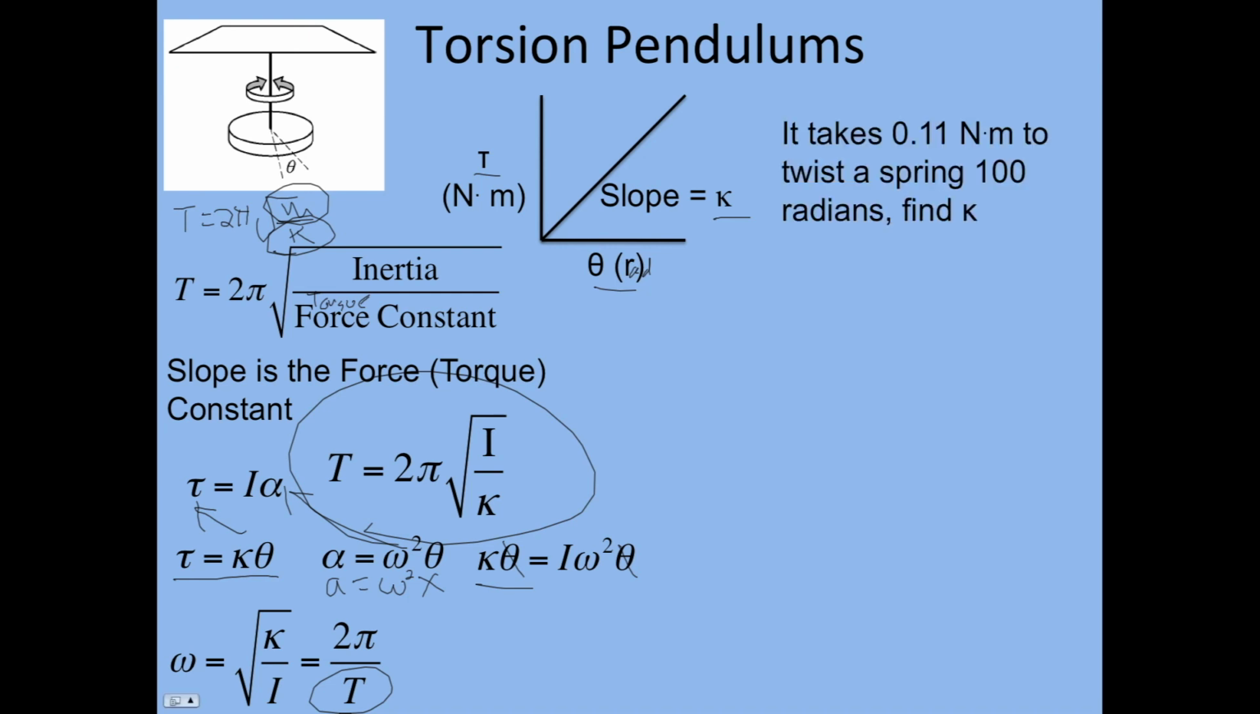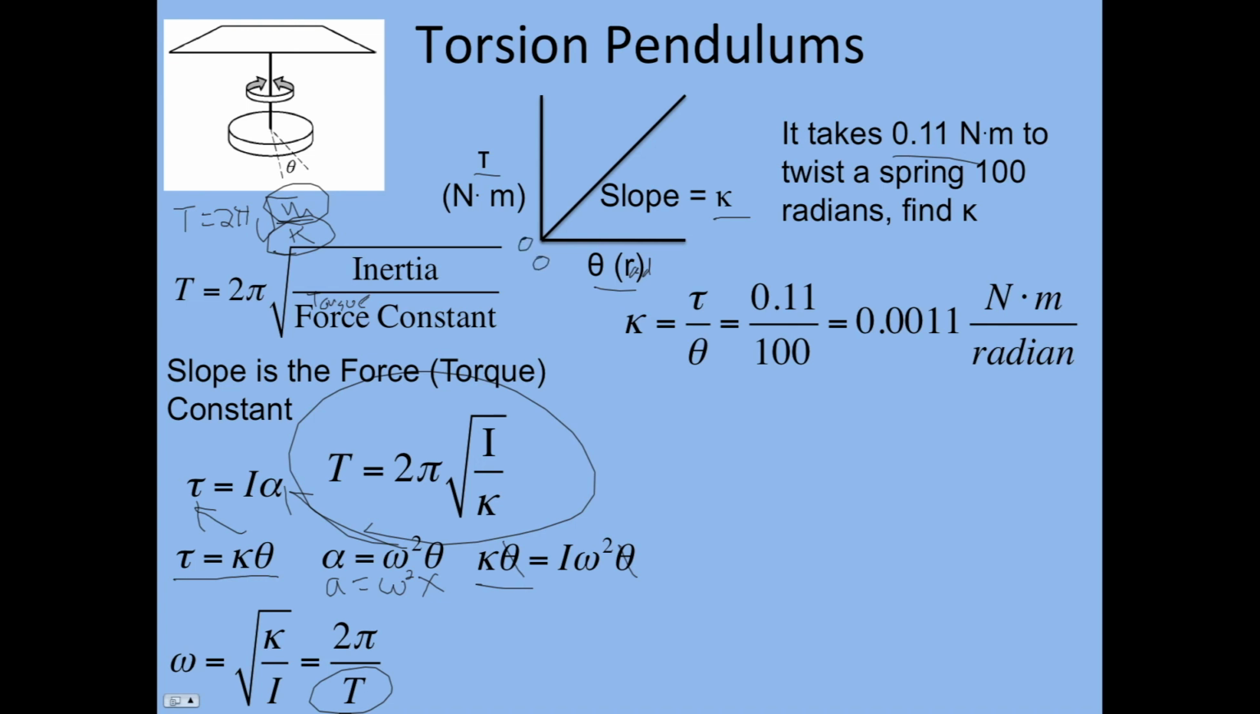And so let's do a quick example. So we twisted a spring, so we didn't stretch it, we twisted it 100 radians, and it took 0.11 Newton meters to hold it. Find kappa. And so we're assuming 0, 0 is a point. Really, chances are if this was a free response, they'd give you a bunch of points of torque versus theta, and you do a graph and a best line fit. But this is a quick example, so we're just saying it's really the change in torque over the change in angle. And so this would be minus 0, minus 0. And we get 0.0011 Newton meters per radian.